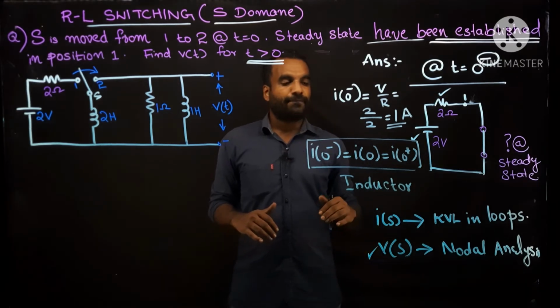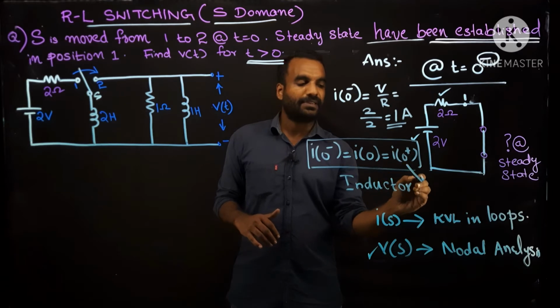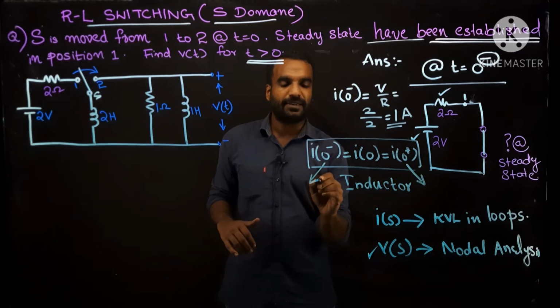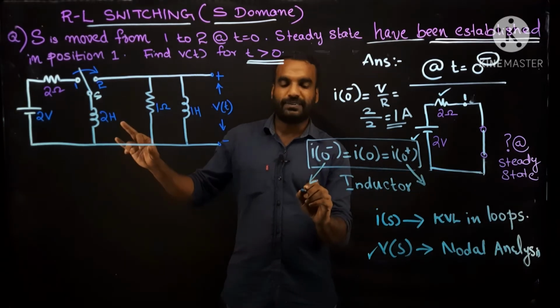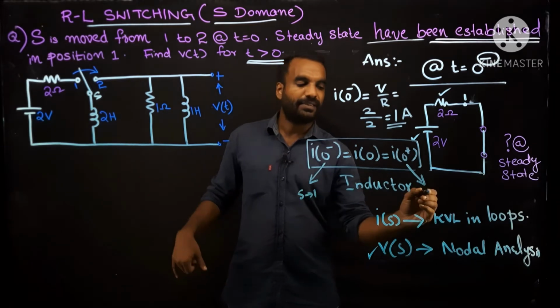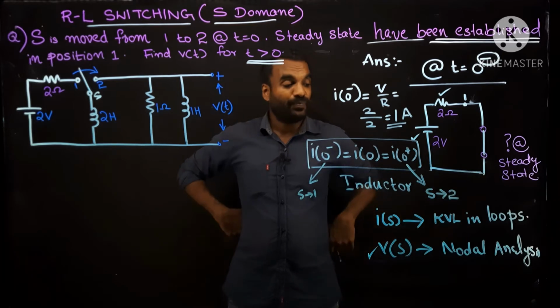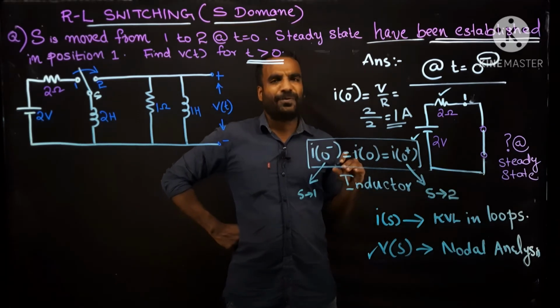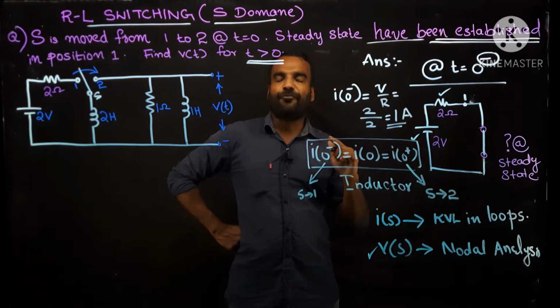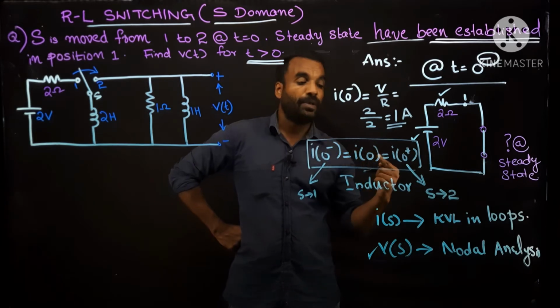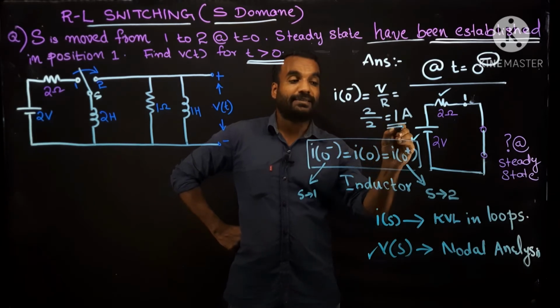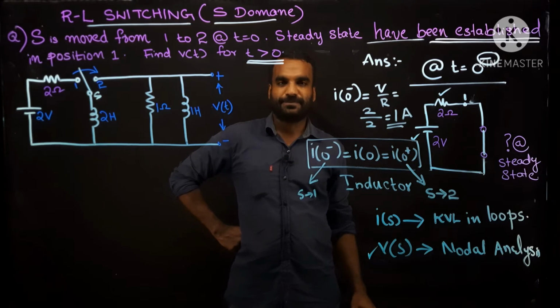So now this instant represents before switching. Switch is in position 1. But this instant represents after switching. Switch is in position 2. You should be very careful. So at the initial time of switch in position 2, the inductor will carry the same current of 1 ampere.